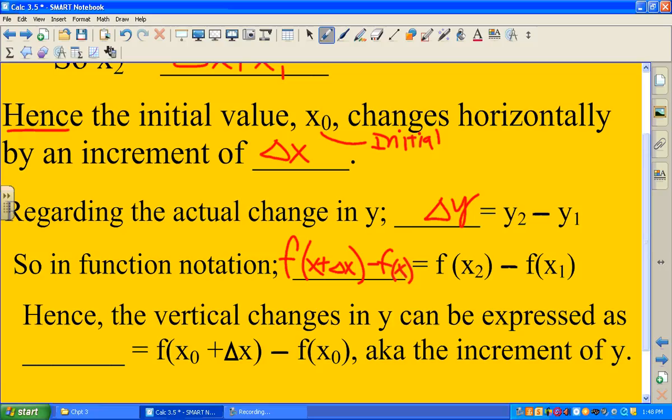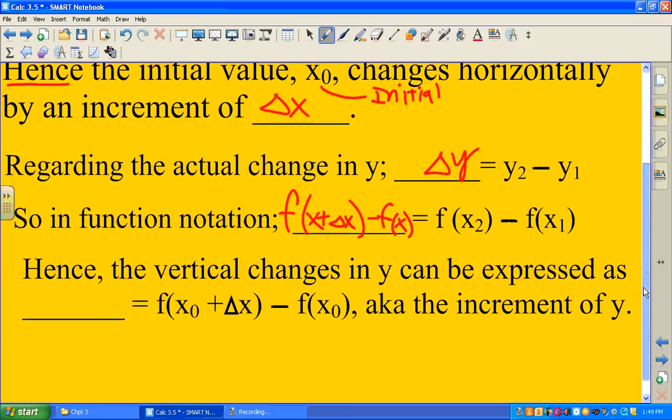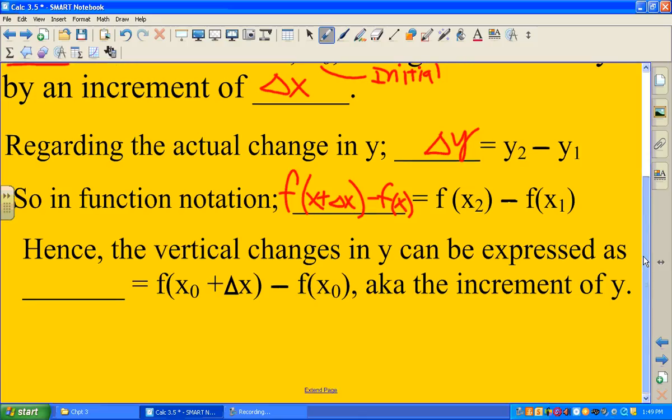f of x plus delta x minus f of x. That equals the difference between x2 and x1 in function notation. They mean the same thing. Oh, Okay? Am I close? Woo! All right. Hence. Oh, there's the word hence again. Hence, the vertical changes in y can be expressed as blank, aka the increment of y. Yeah, delta y I'm thinking.